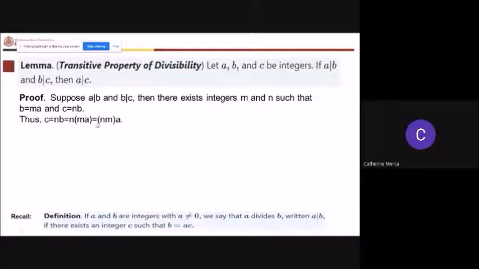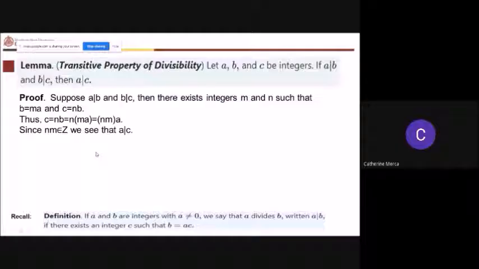But what is nm? We know that n and m are supposed to be integers. So when you have a product of two integers, it is also an integer. So nm is also an element of Z, so that a divides c. We have proven that the lemma is actually true.